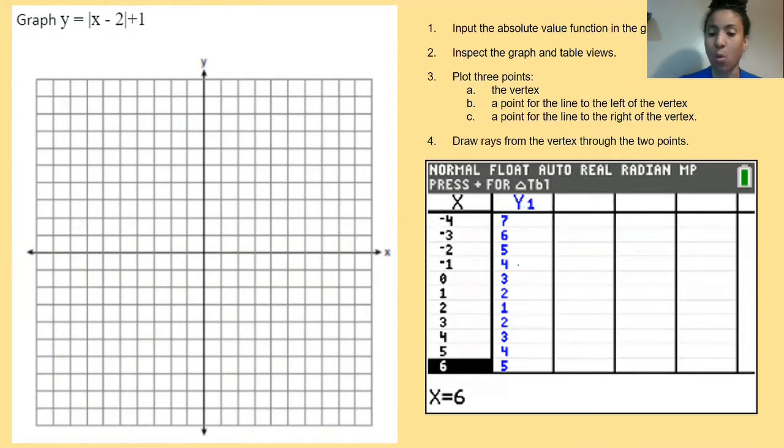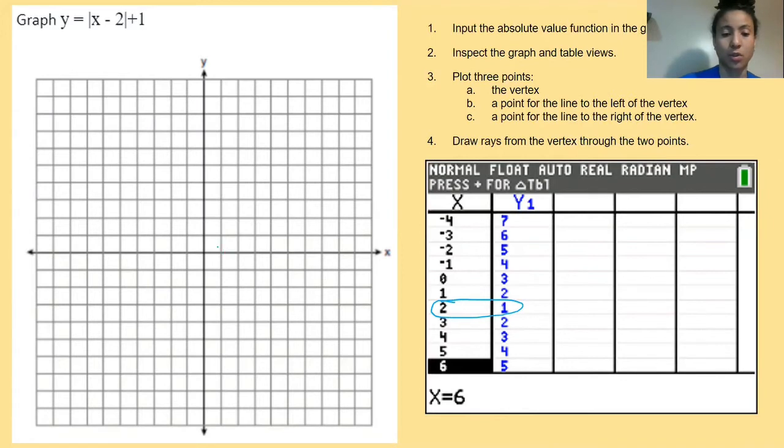If we look at our y values, the vertex is where the turning point is going to be. Remember, absolute value is in the shape of a V, so there's a turning point. How do we know where it is? You'll start to see the numbers repeat. If you notice, it's a 2 here, then a 2 here. Then it goes 3, 3. So in this case, 2, 1 is our vertex.